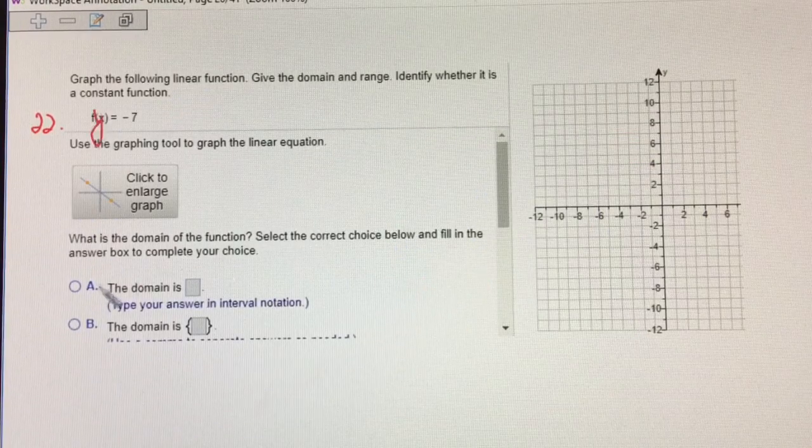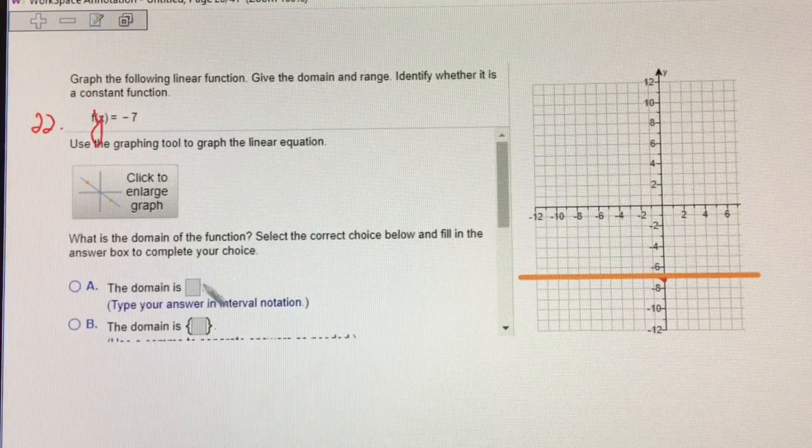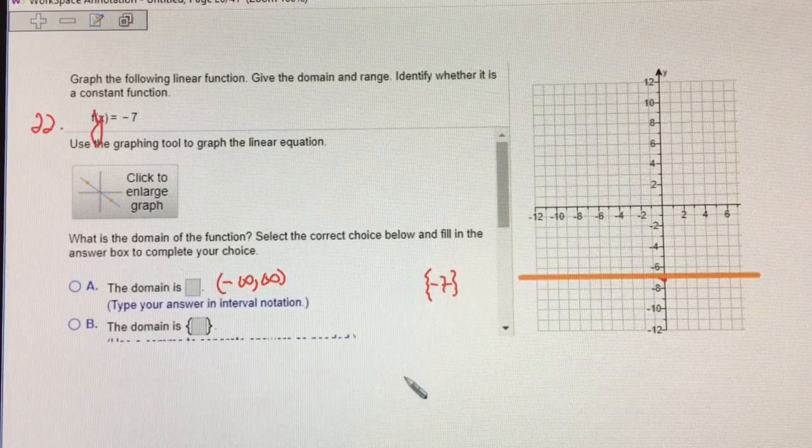This basically says y equals -7. All I have to do is go to y value -7, plot my dot, graph my horizontal line. There's my graph. Now I want to know the domain. The domain is -infinity to +infinity. The range, however, is going to be a brace, -7. You have to be careful with that one.